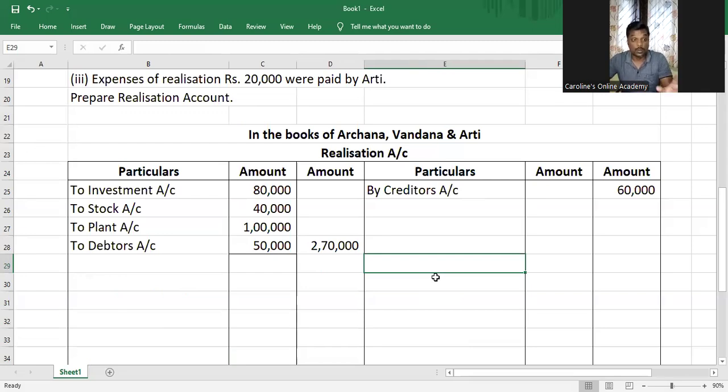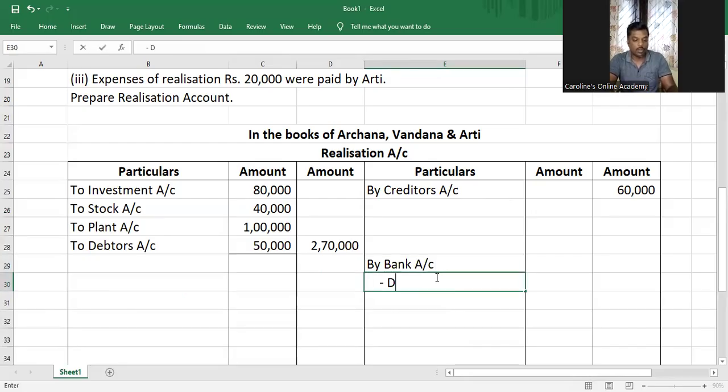And therefore, the only nominal account that is available during realization, which is during dissolution, which is realization account, will be credited. Income has to be credited to a nominal account, and the only nominal account that we use during dissolution is realization account. So it will be credited to realization account. The journal entry is bank account debit to realization account. So when we post it to the ledger, we'll write by bank.